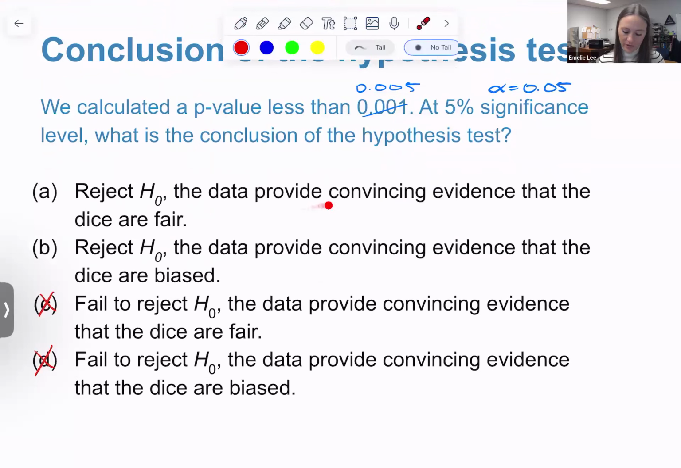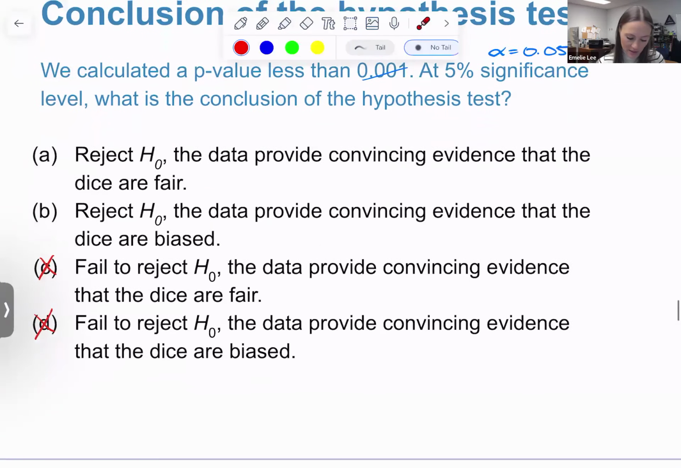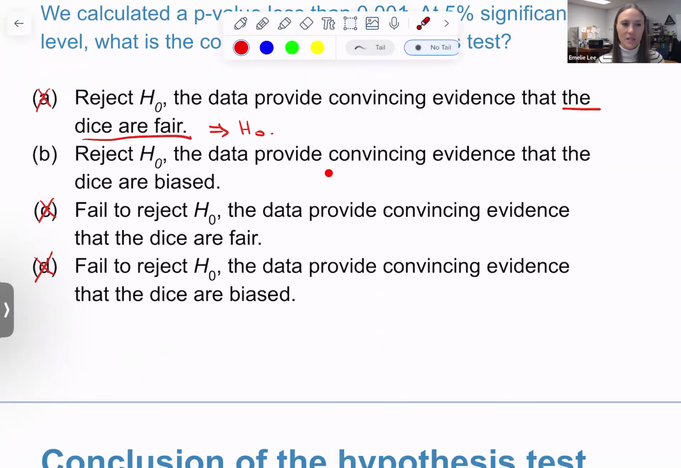Reject H naught. The null hypothesis says that the dice are fair, and the alternative, which I'm rejecting H naught in favor of, says that the dice are biased. And so here, this one, the dice are fair, is the same as the null hypothesis. But if you're rejecting the null hypothesis, then you can't go with that. And so you're going to reject H naught. The data provide convincing evidence that the dice are biased, right? We're not following that even distribution.